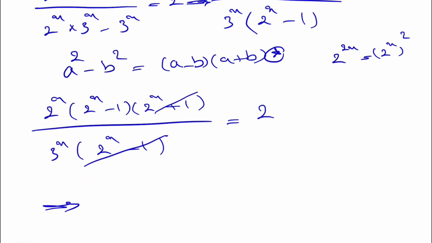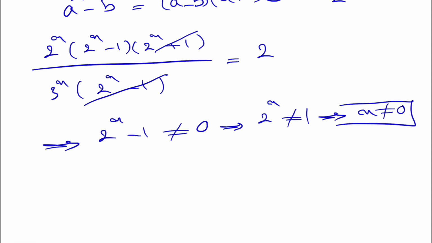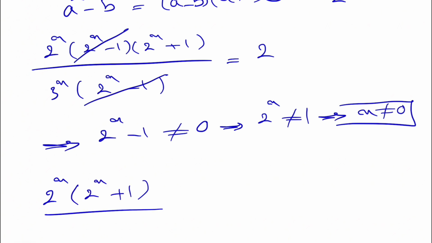And since we have a ratio, 2^x − 1 cannot be 0, which means 2^x cannot be 1, and if x is 0, it will satisfy this condition for us. So since we have a ratio, our x cannot be 0. That way we can cancel out 2^x − 1 from the numerator and denominator. And what we are left with is 2^x times (2^x + 1) over 3^x equals 2.